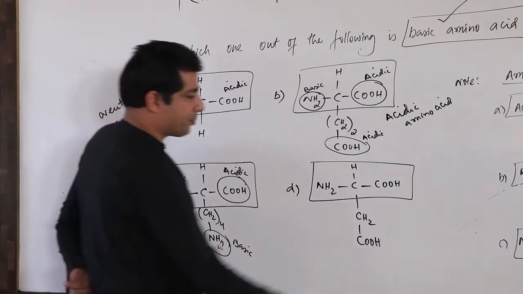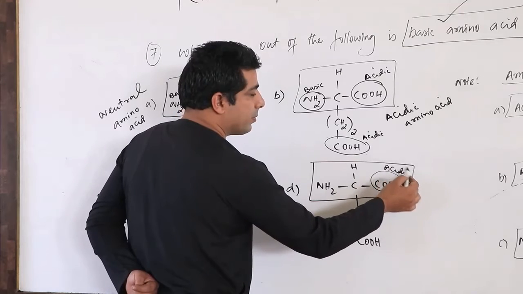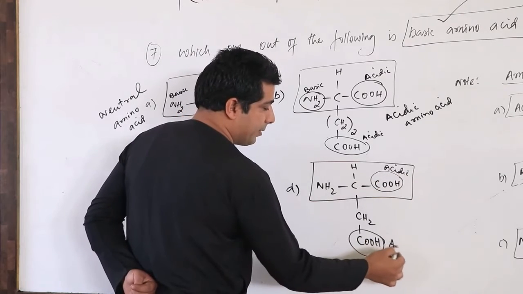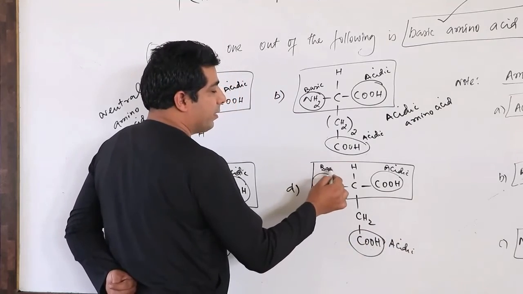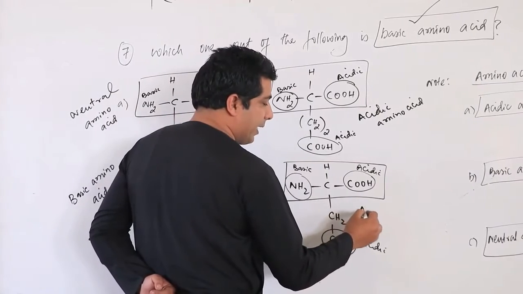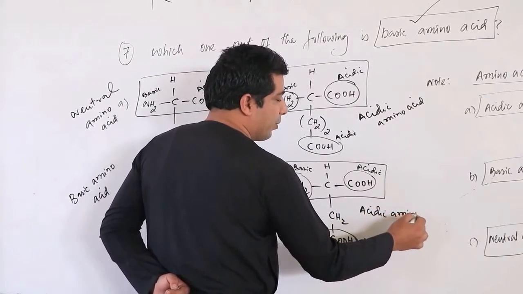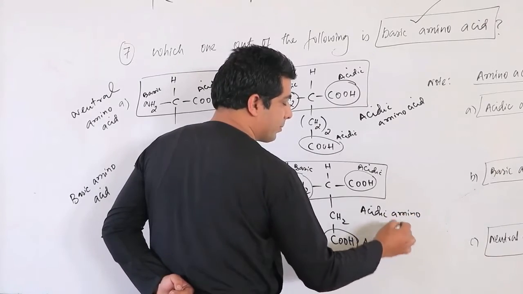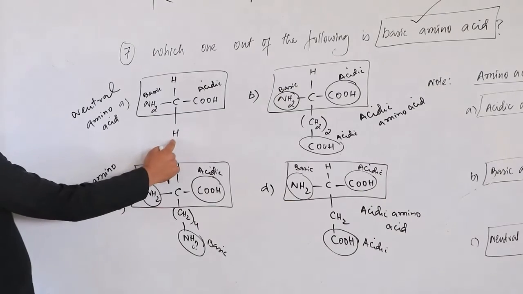Now look here, acidic group, this guy is also acidic, and basic group is only 1. That means acidic groups are more than basic group. That means it is your acidic amino acid. So my dear friends, if you look at the first one, you have hydrogen.